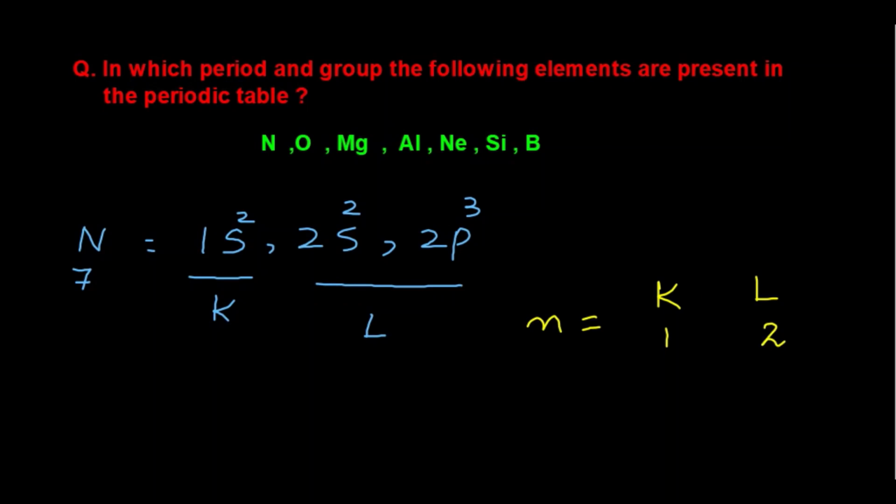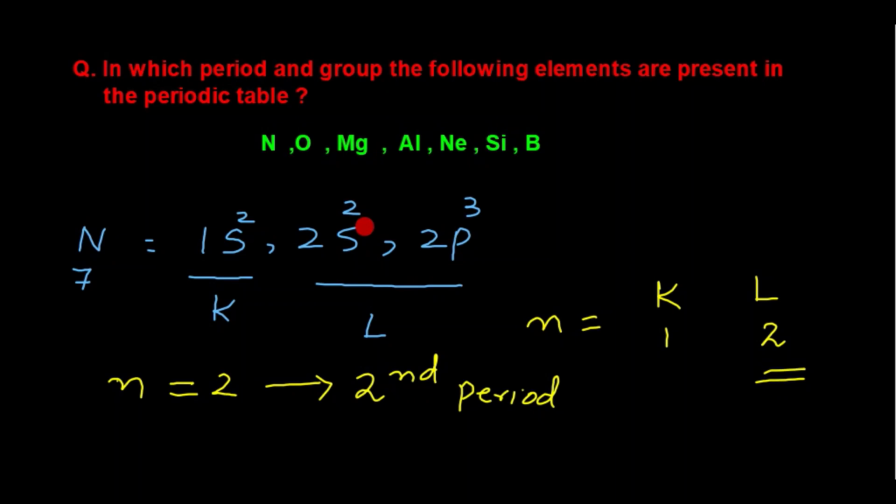So which is the valence shell here? Yes, L is the valence shell. What is the value of n for L shell? n is equal to 2 for L shell. Since n is equal to 2, it means nitrogen is present in the second period, since the n value shows the number of the period. So nitrogen is present in the second period of the periodic table.